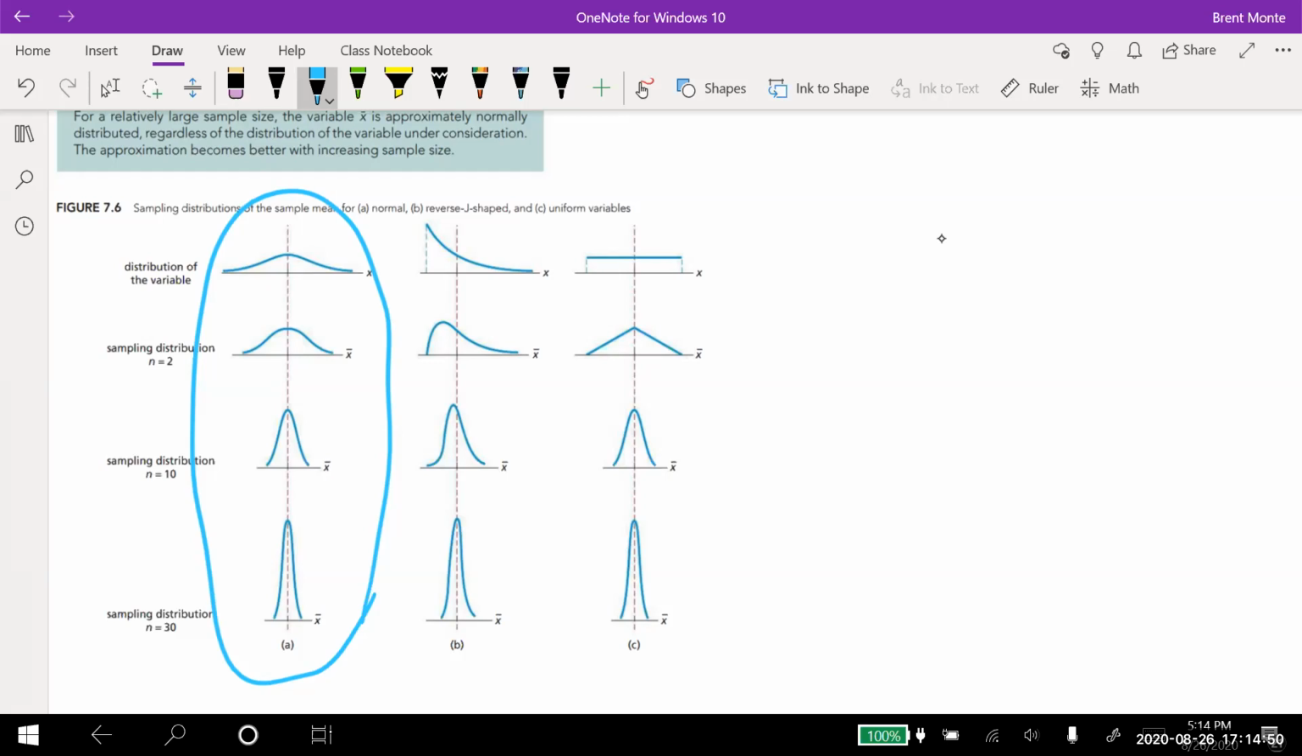But notice the peak is still in the same spot. The mean is still the same. If I go down here to samples of size 10, I still have the mean in the same spot, but it's even less spread out. I'm shrinking down the standard deviation. And then samples of size 30 down at the bottom, same thing. Smaller standard deviation, less spread, same mean.